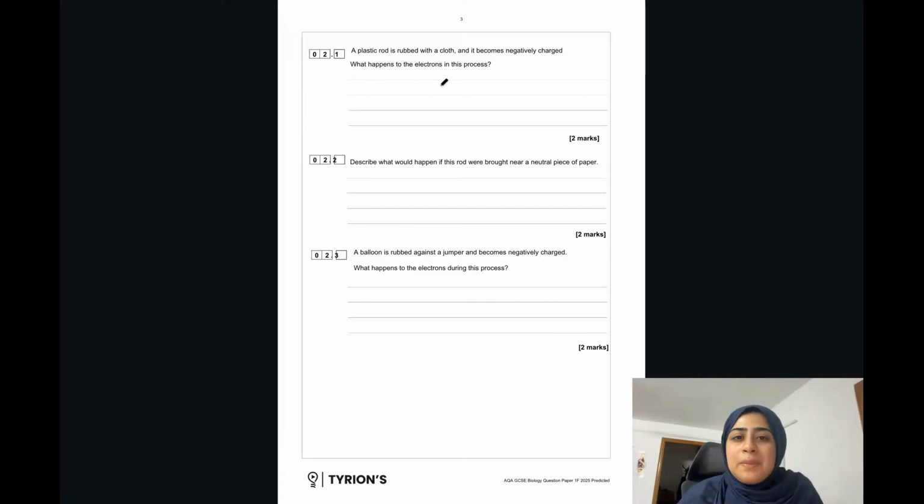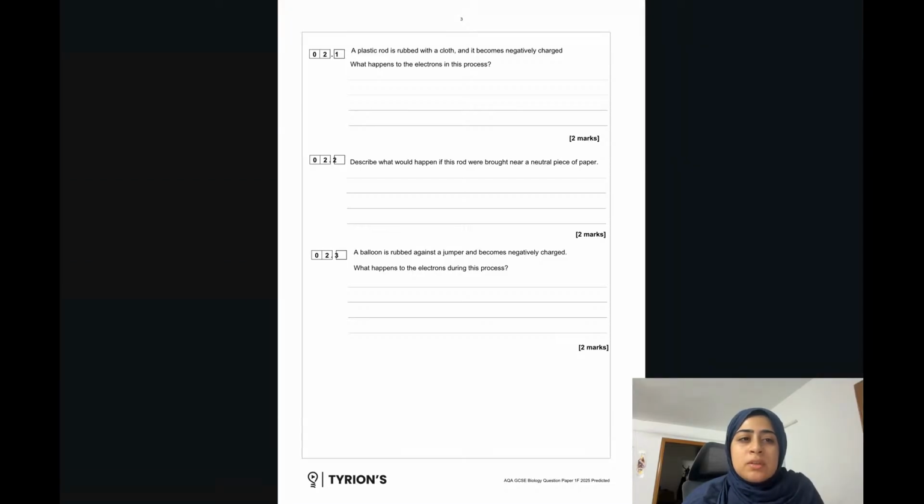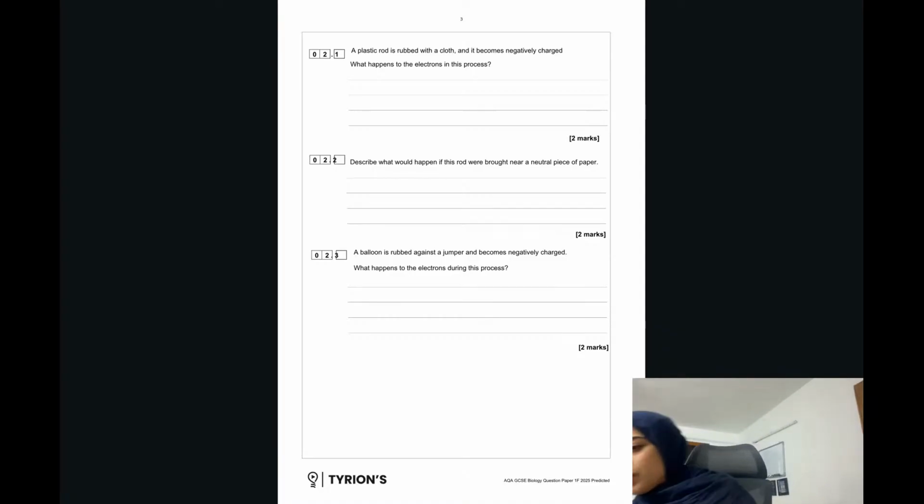Okay, next, what happens to electrons if a plastic rod is rubbed with a cloth? What happens to the electrons in this process? So again, I would try and have a go at these questions. And whilst you're doing that, I'm just going to quickly try and find where my pen has actually gone.